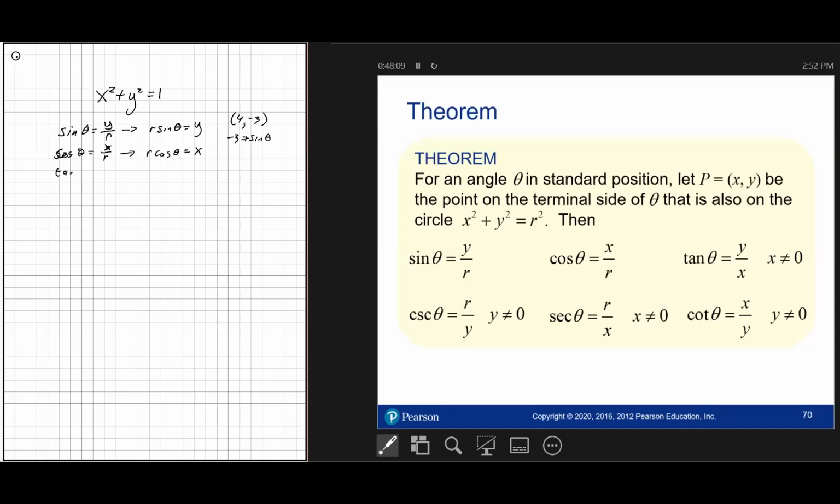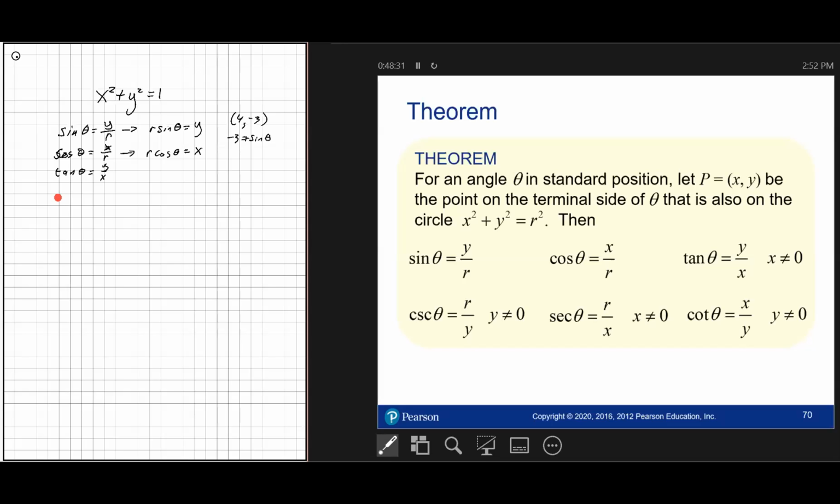Tangent of theta is just y over x. So you don't need to know the radius to figure out what the tangent is. So the tangent in this case is going to be a -4/3. I mean, a -3/4.